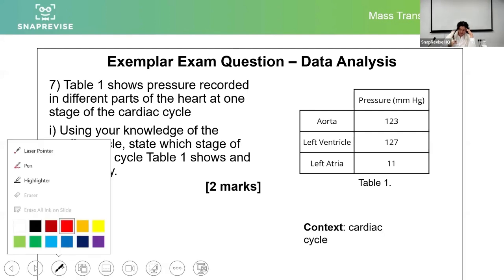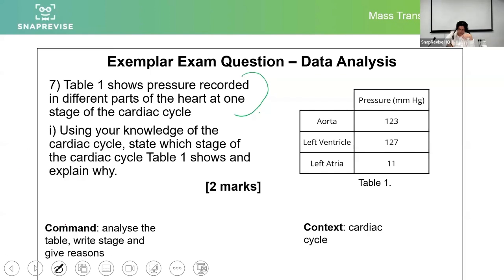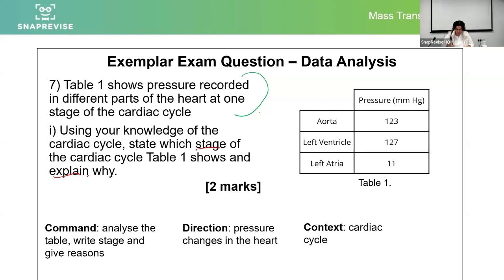So what is my context here? It's this first bit here, looking at the cardiac cycle. What is my command? It is to state and explain. So there's a bit of analysis going on here. State and explain, 2 command words, meaning that I have to analyze and give reasons. And then finally, my direction is that I'm dealing with the pressure changes in the heart. Take a quick minute to plan your answer, how you would explain these numbers.